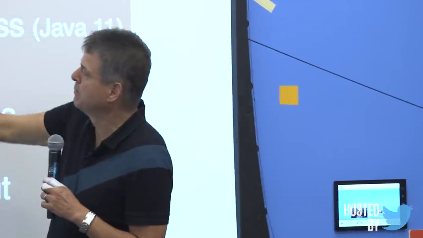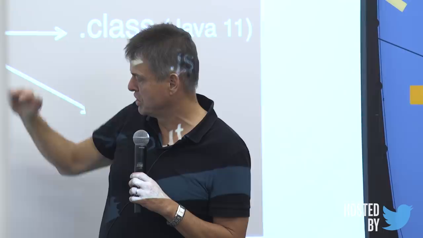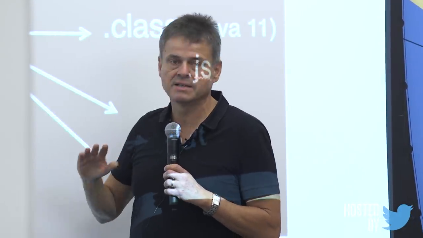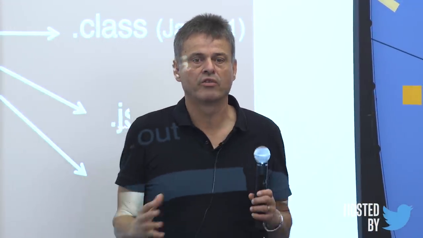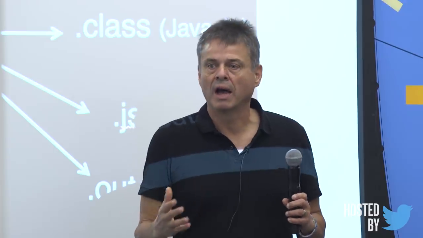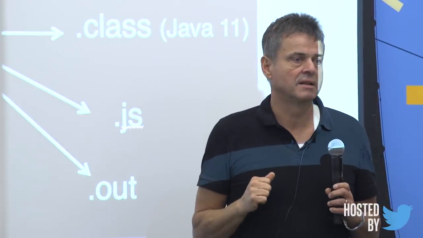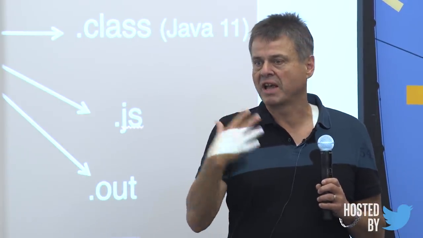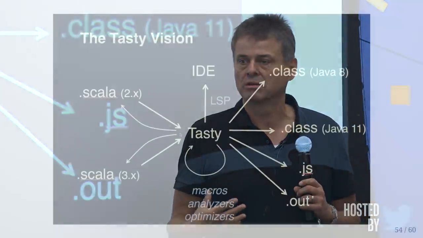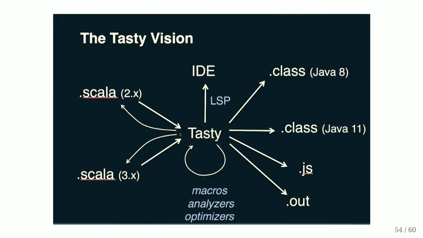Okay, now the vision is that this thing will also be the central engine on which you put macros, analyzers, optimizers. Essentially, all of that will work on that format. Why is that good? Well, because it's standardized. Think of Tasty sort of like the Scala bytecode. We won't change it from one year to the next. We will very, very carefully evolve it, and we commit to not breaking anything.